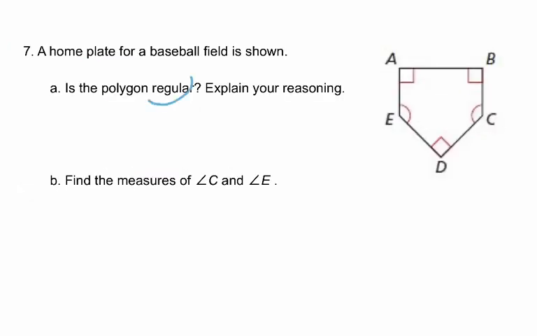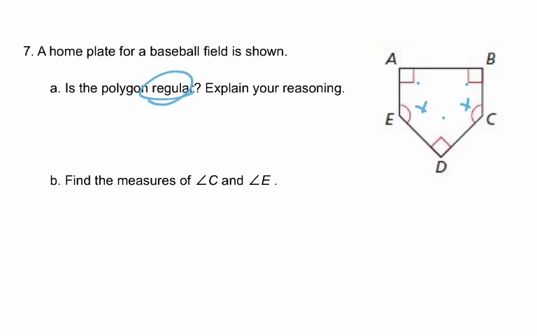Now, I'm not sure if you have heard this word before, but if a polygon is regular, it means it has the same angles and the same sides. So all angle measures are the same, all side lengths are the same. So is this pentagon over here a regular pentagon? So let's take a look. We know that these three angles are all 90 degrees. We don't know those other two angles.